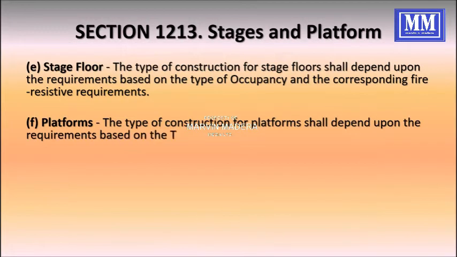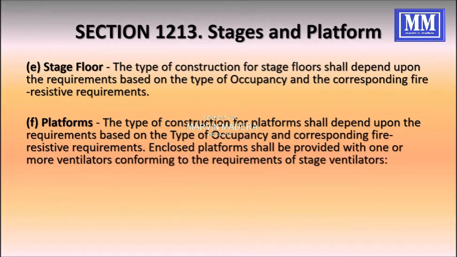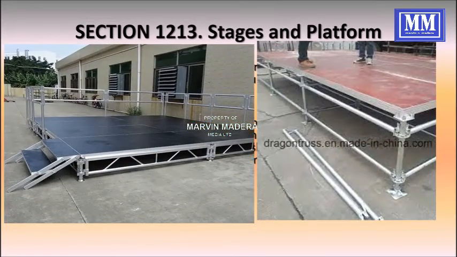Platforms. The type of construction for platforms shall depend upon the requirements based on the type of occupancy and corresponding fire resistive requirements. Enclosed platforms shall be provided with one or more ventilators conforming to the requirements of stage ventilators. So platforms here are assembled to make a stage. They are the supports of the flooring for the stage. In this figure, we can see assembled iron pipes to make it a platform for the stage.